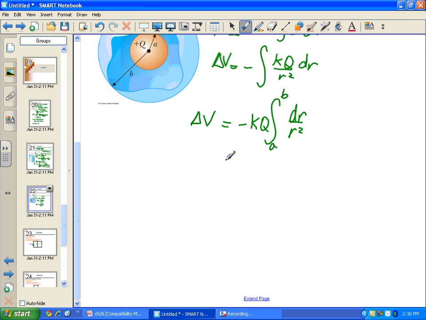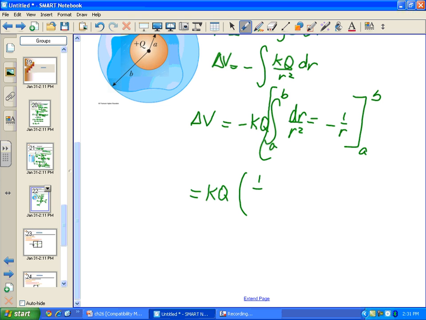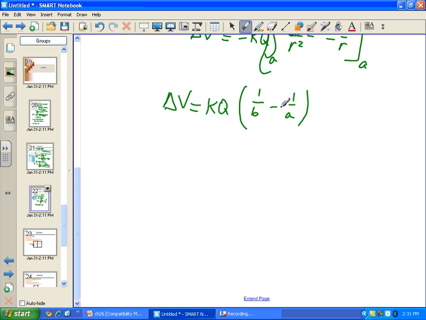Now, the integral of dr over r squared is minus 1 over r. And so minus 1 over r from a to b with this negative sign here becomes kq times 1 over b minus 1 over a. So delta V depends on the reciprocals of the radii of the conducting spheres that make up the capacitor arrangement.